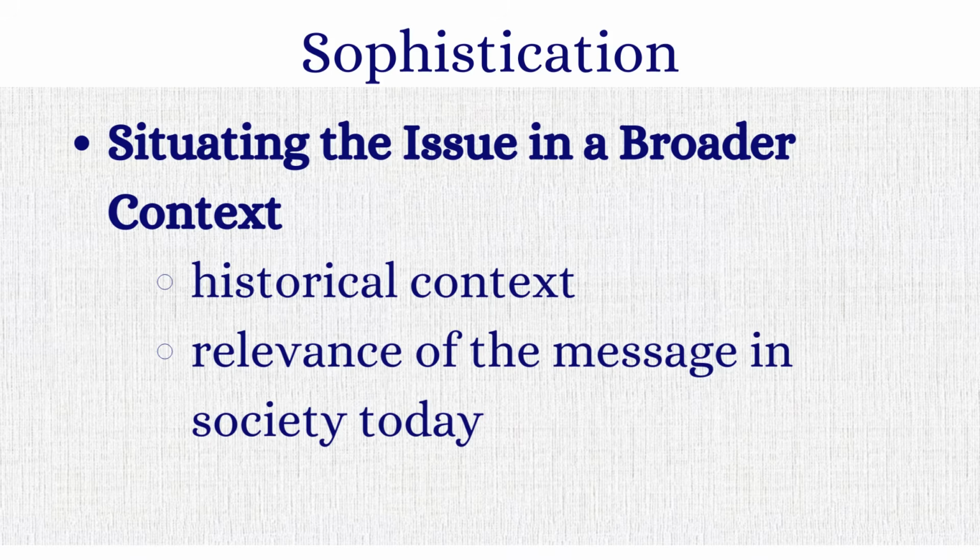However, one way to earn the sophistication point is to situate the issue in a broader context, meaning you're going to go beyond the scope of the passage. So there's a couple ways that you can do this. One is to examine the historical context. If you happen to know outside information about the time period, you might include this relevant information in your intro or your conclusion. Sometimes you can even squeeze it into the body paragraphs in different ways.